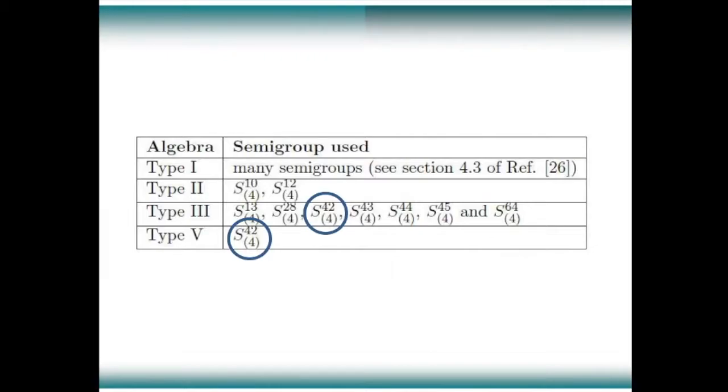For type 1, you can relate them by many semigroups. For type 2, you can relate them by those two in particular. For type 3, they were able to relate them with this semigroup. And for type 4, just with this. Here we can see that the same semigroup algebra can have more than one resonance decomposition. Depending on the resonance decomposition you're using, you're going to get different results.